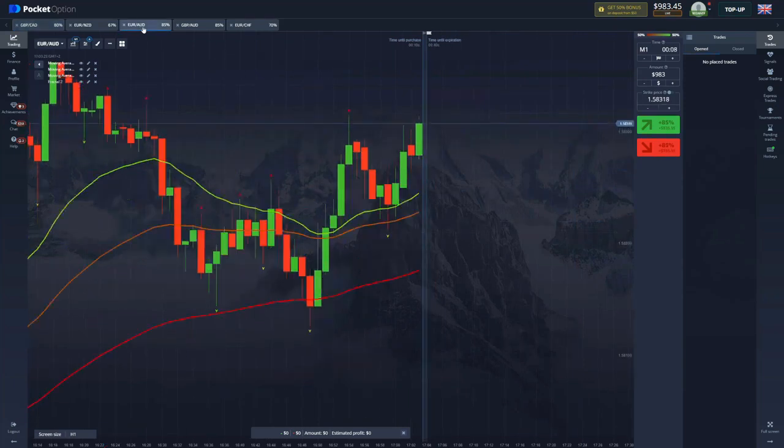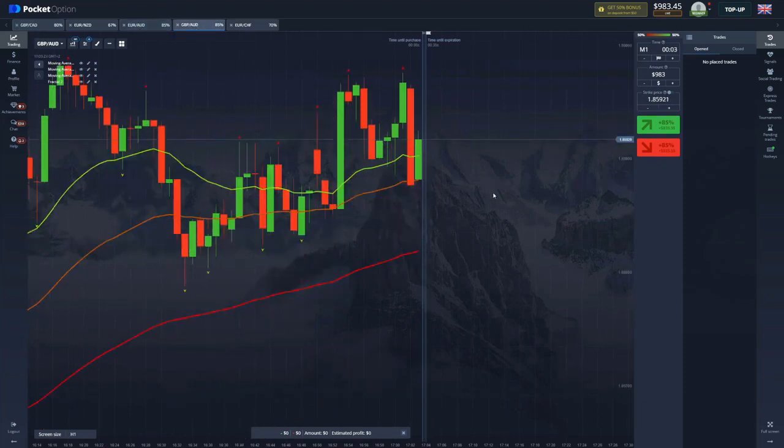Only enter the market when you can see the clear sign that it's time. Do not enter the market like I did on my previous trade and risk all your savings just like out of the blue. Don't do that.